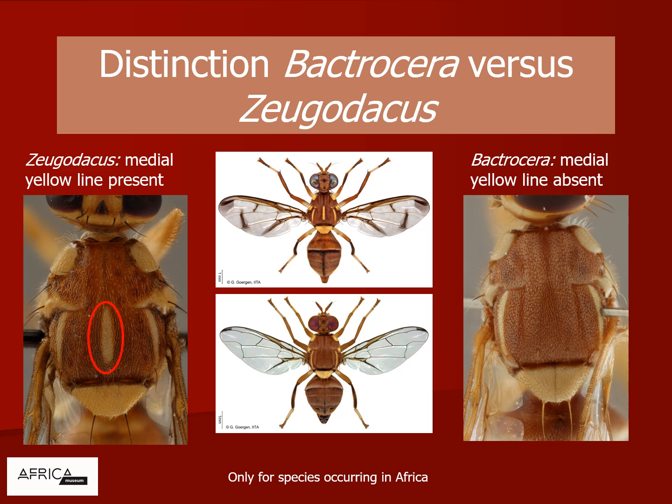On the bottom image, in the middle, one sees a typical Bactrocera species, while the image on the right-hand side shows a close-up of the thorax. One sees that the medial stripe is missing. This is typical of all Bactrocera species found in Africa. The lateral yellow stripes can be present as in the image here or also absent.